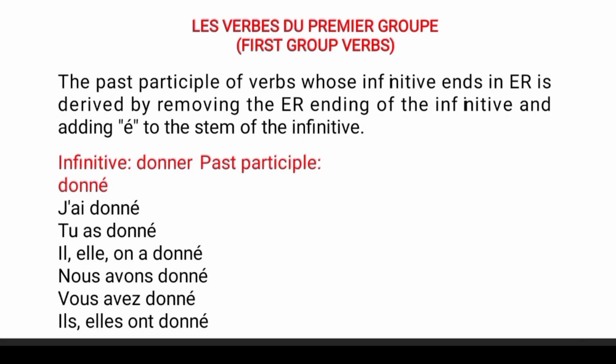We have j'ai donné, tu as donné, il a donné, elle a donné, on a donné, nous avons donné, vous avez donné, ils ont donné, elles ont donné. So when you apply that, the verb is conjugated perfectly in the passé composé without stress. To have an example, you can pick any verb in er, other than a movement verb, and this formula will help you conjugate it perfectly.